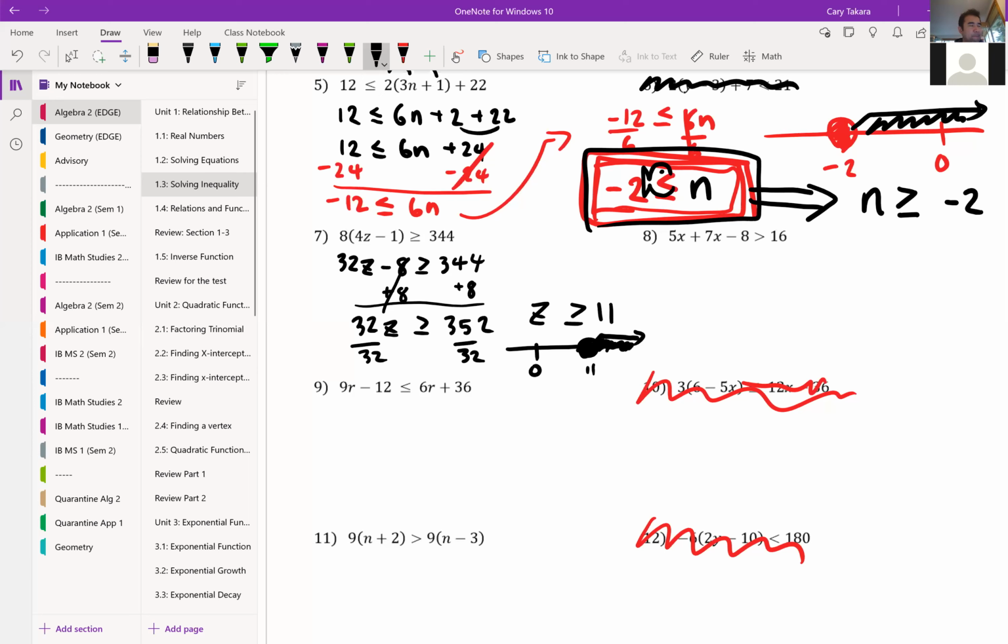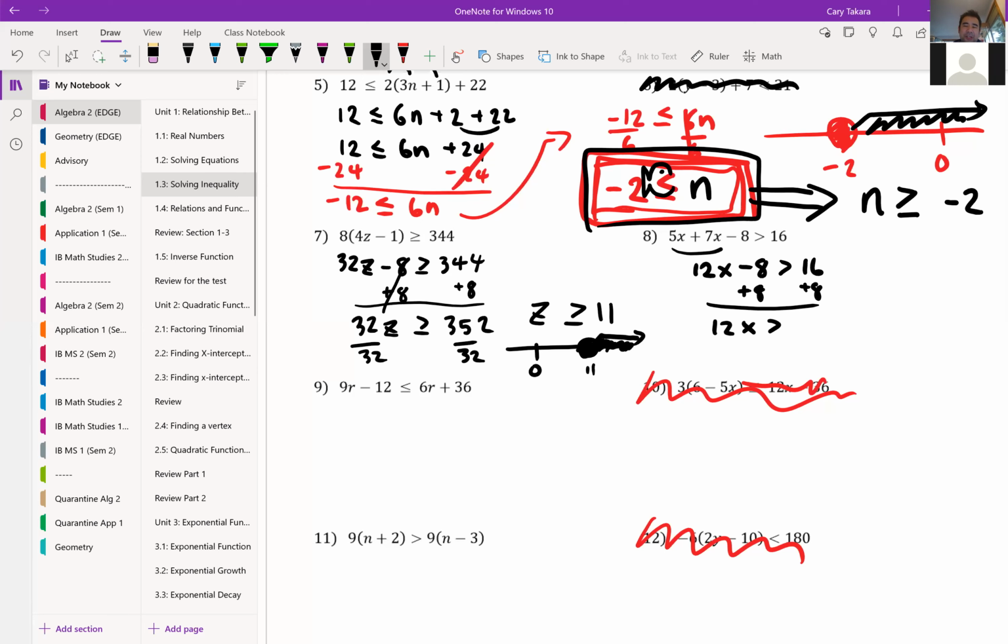Okay, let's keep working. This one, 5x and a 7x, they're on the same team, same side. When that happens, you can just combine it. 5x plus 7x, what is that? Isn't that 12x? So let's rewrite it. 12x minus 8 is greater than 16. Add 8, add 8.